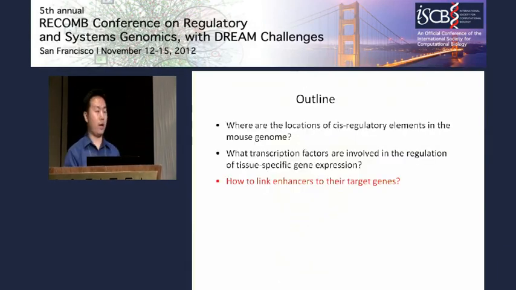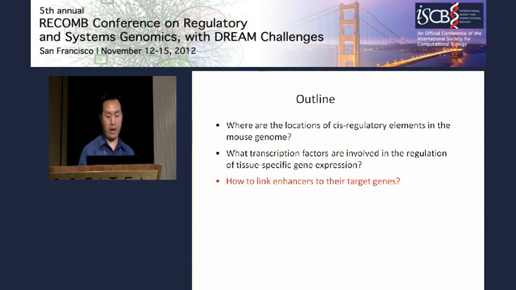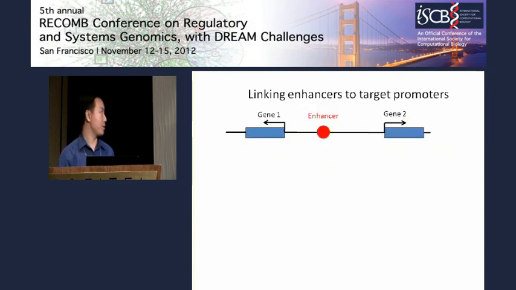So far, I have introduced our strategy to map the locations of the cis-regulatory elements in the mouse genome, how we define tissue-specific enhancers, and how we find the transcription factor motifs. Next, we want to describe our efforts to link enhancers to their target genes.